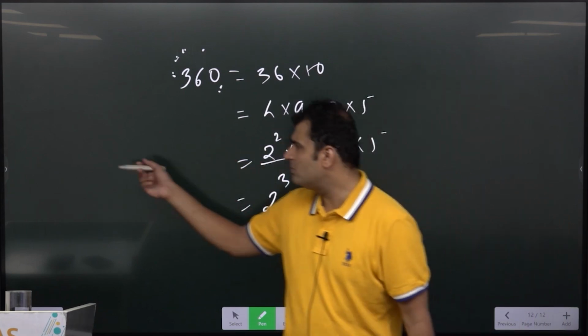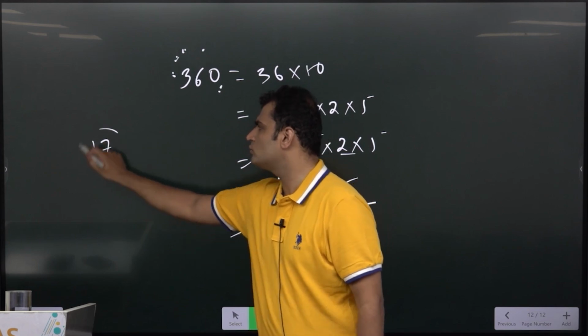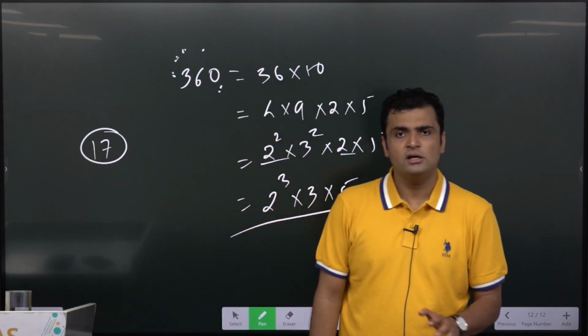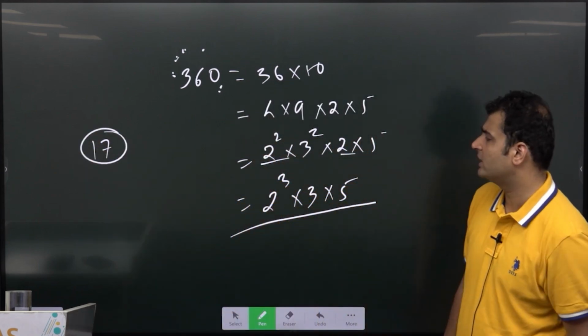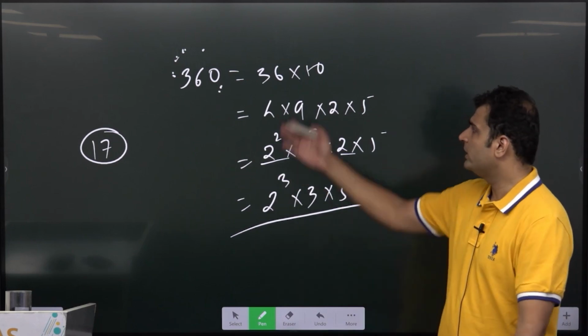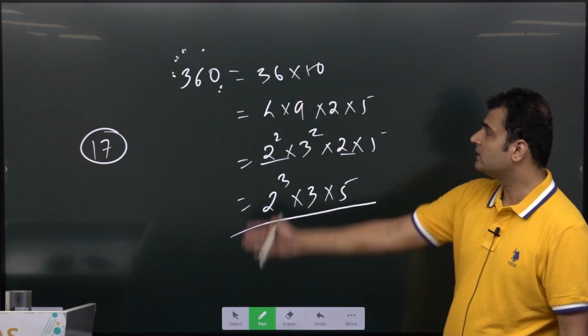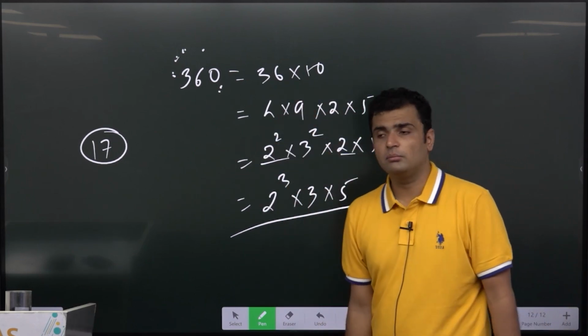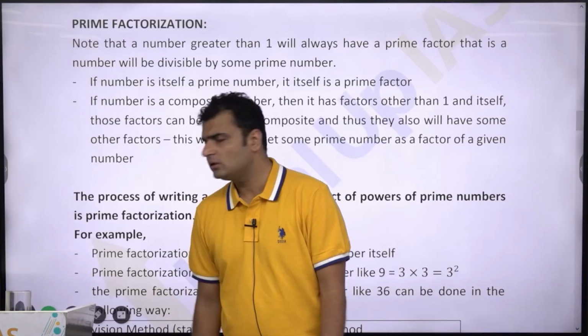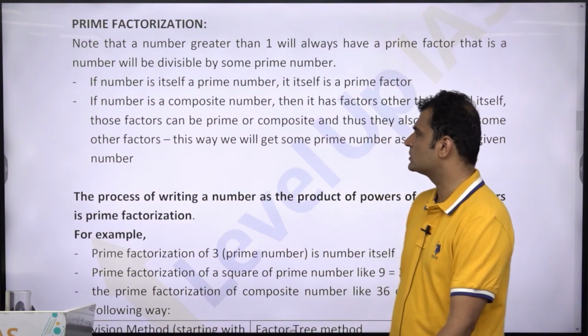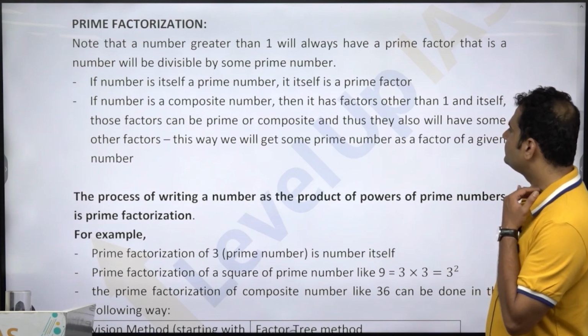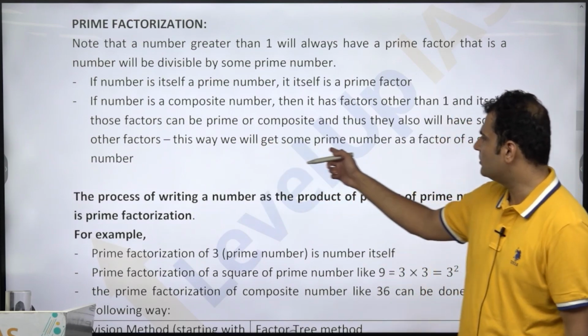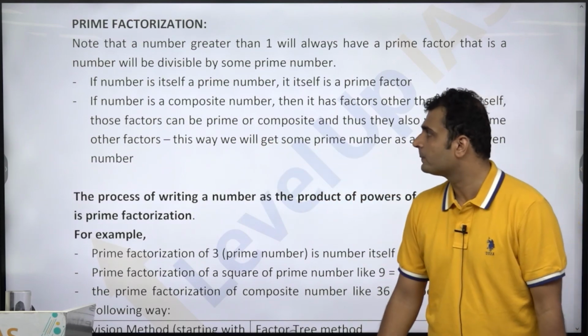अगर number prime ही है, like 17 है, तो उसको कुछ और लिखने की जरूरत नहीं. 17 is equal to 17. That itself is a prime factorization of 17. But if the number is composite, we can write it as prime numbers का multiplication, prime numbers or their powers का multiplication, right? This way we will get some prime numbers as a factor of the given number.